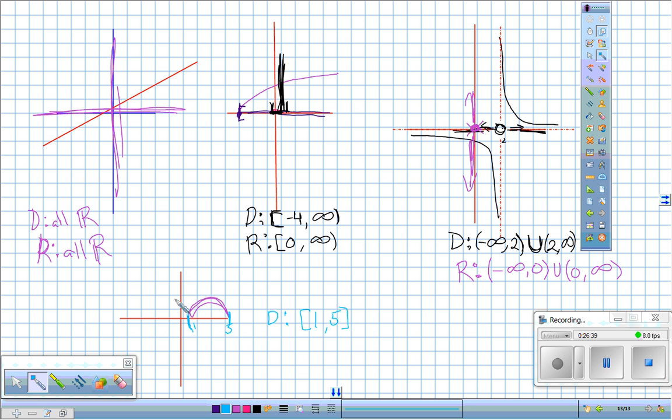In my range, my highest value, if you look at it, is 2. My lowest value is 0. So my range will also be in square brackets, and it will be from 0 to 2. Make sure we're always listing the lower number on the left-hand side.